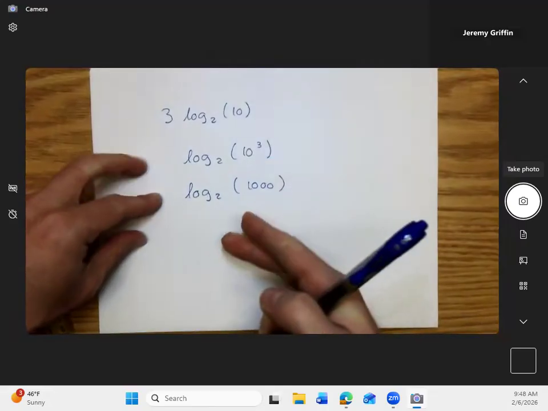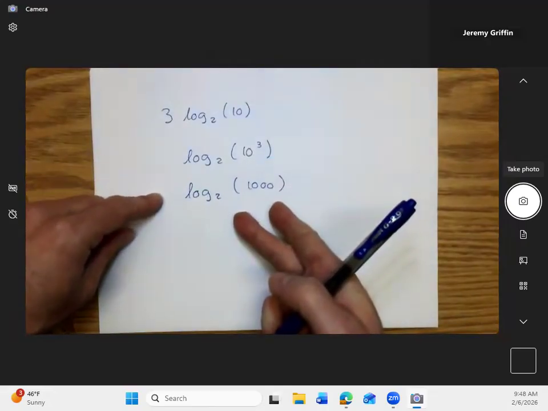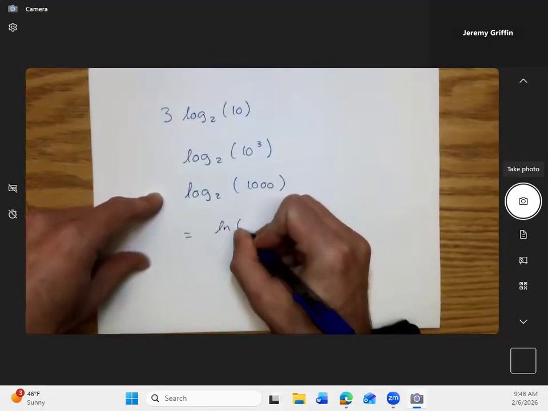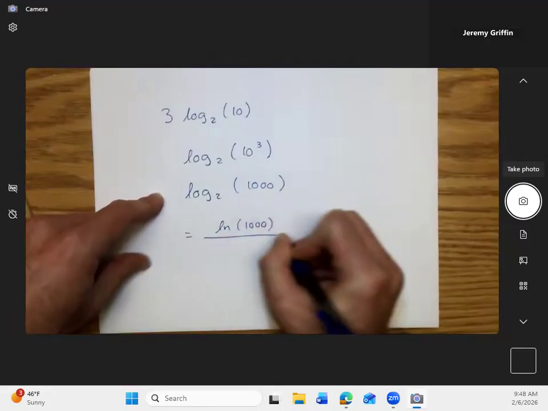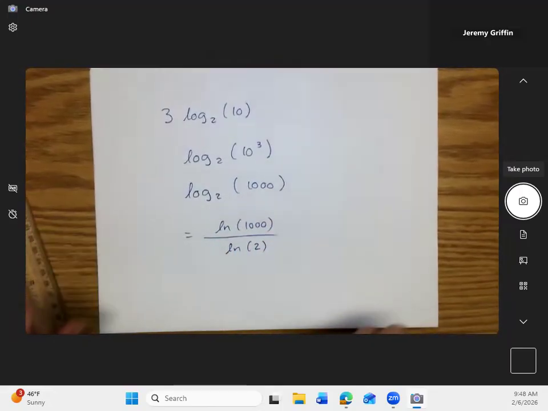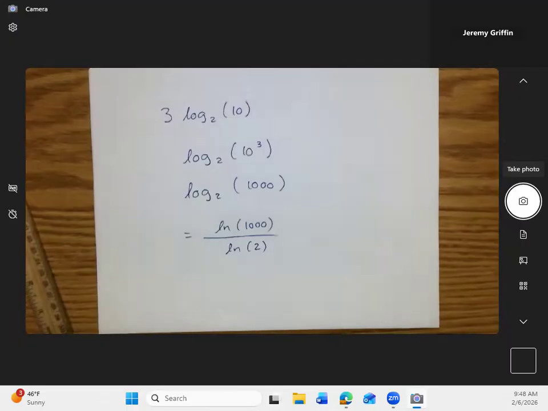Now I prompted you guys to use a change of base with natural logarithms. So this is the same thing as natural log of 1,000 over natural log of 2. Okay. Very good. All right, that's the answer.